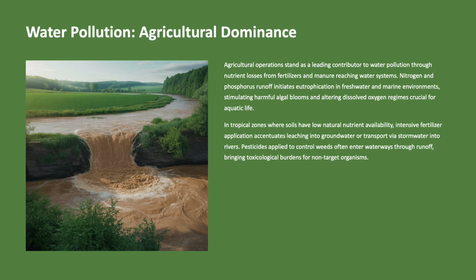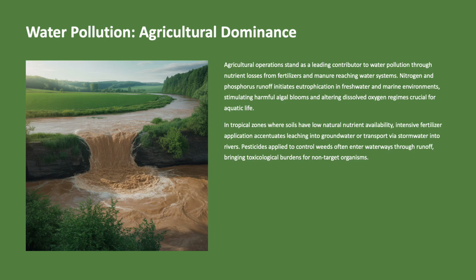Water pollution is shaped by many sources, but agricultural activity stands out as one of the most significant contributors, largely due to nutrient runoff from fertilizers and manure. Modern agriculture relies heavily on nitrogen and phosphorus inputs to maintain high crop yields. However, these nutrients do not remain confined to cultivated fields. Rainfall, irrigation, and surface runoff transport them into rivers, lakes, and coastal zones, initiating a process known as eutrophication.